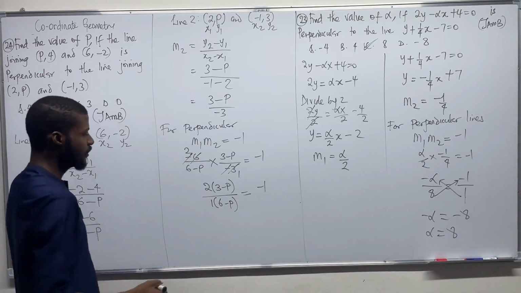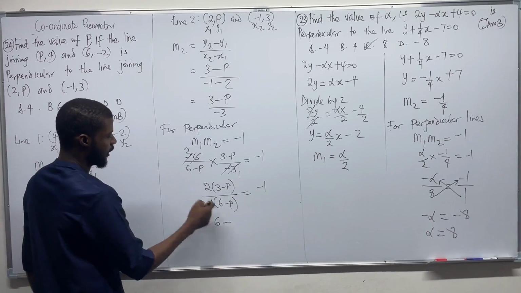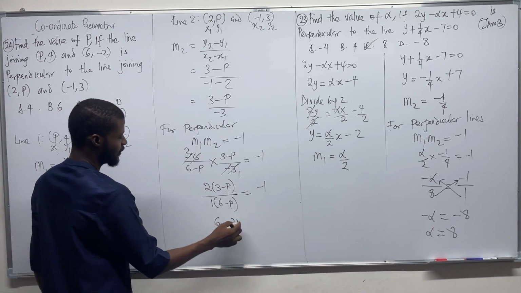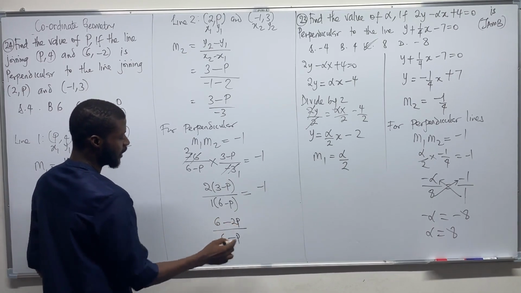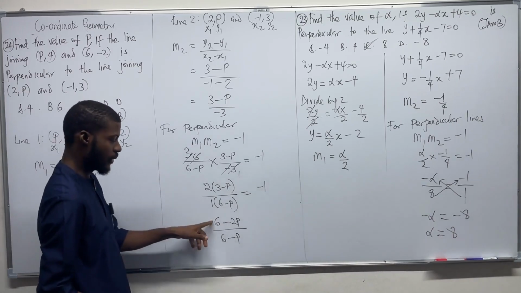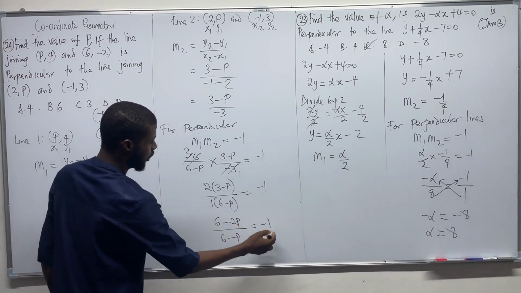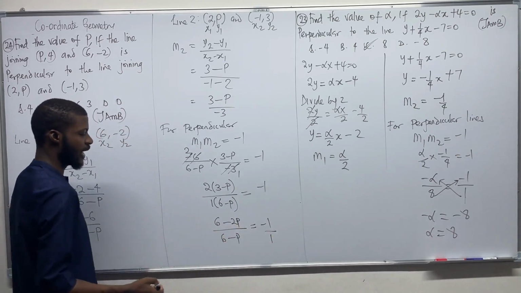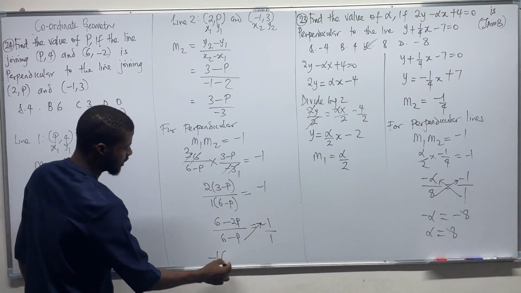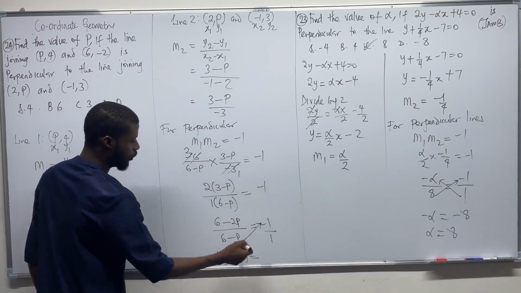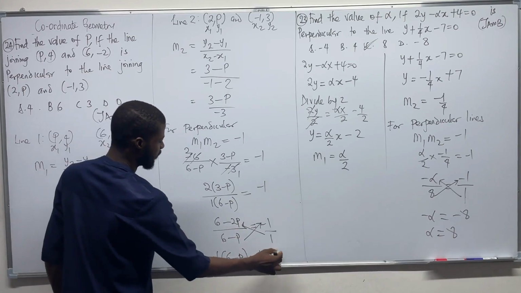Beautiful, isn't it? So let us expand here. 2 times 3 is 6, minus 2 times p is 2p, divided by 6 minus p. Please take note, do not be tempted. You cannot cancel this 6, so it's not possible. So leave it like that. Equal to minus 1 over 1. So let us cross multiply. This will times this. So that means we're going to have minus 1 times 6 minus p equal to 1 times this, so that's 1 bracket 6 minus 2p.